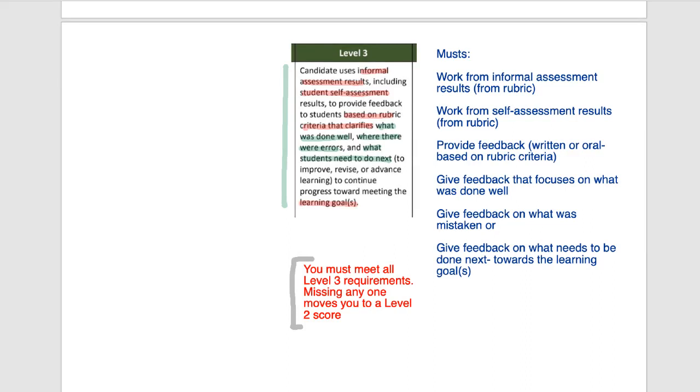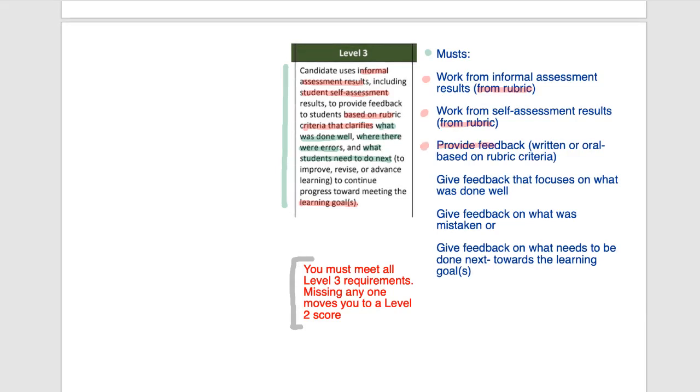So the musts. You must work from informal assessment results, and remember each one of your forms of assessment has a rubric to use at least once. So your formative or formal assessment needs to have a rubric, your informal assessment needs to have a rubric, and your self-assessment needs to have a rubric that you use at least once in some way to capture student learning. You want to be working from student self-assessment results, again, from the rubric. And then you want to provide feedback.